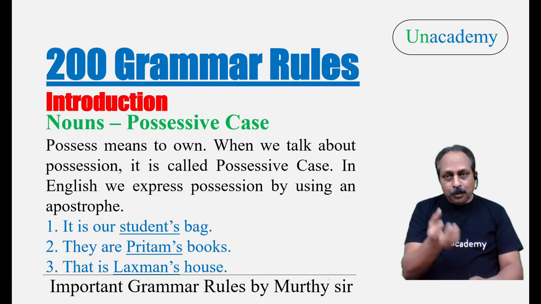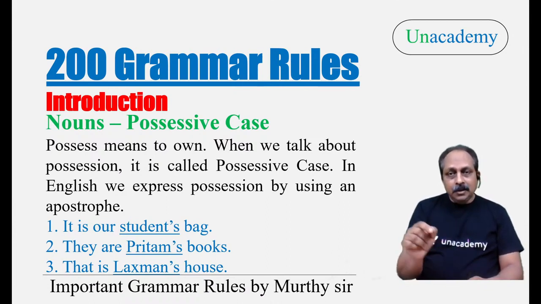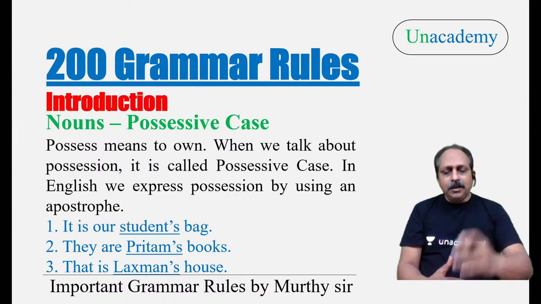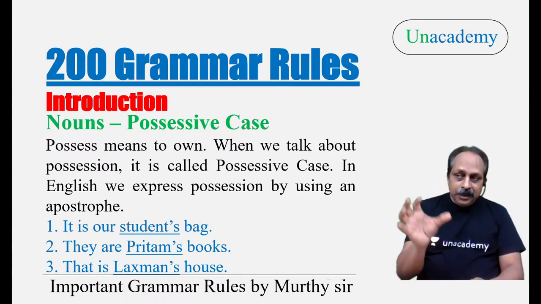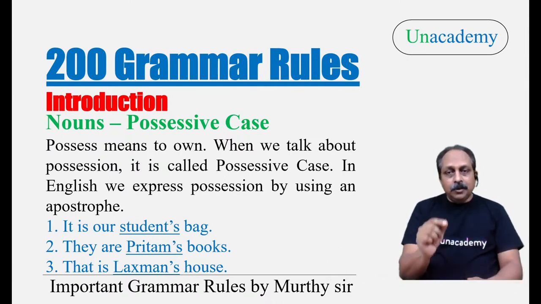House belongs to Lakshman, possession. He owns the house. How do I express? That is Lakshman's house. Here, Lakshman apostrophe S house. Now listen very carefully. This you all must be knowing. Usually when we talk about possession, a singular noun, there is no issue, there is no rule as such. All that you have to remember: we should use the apostrophe after the noun, and after the apostrophe, we have to use a letter S. What is the noun here? Student. Then apostrophe. After the apostrophe, we should use the letter S. Student's bag. Preetham's books. Lakshman's house.